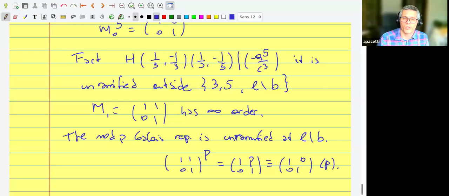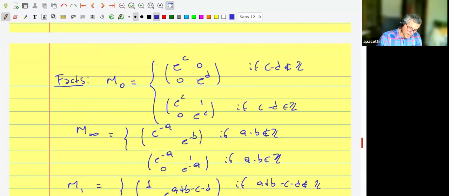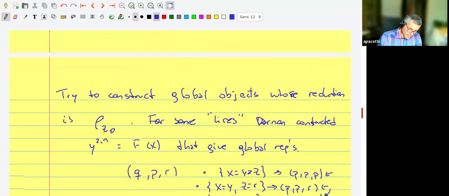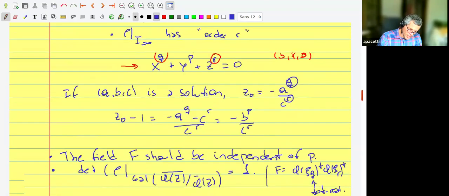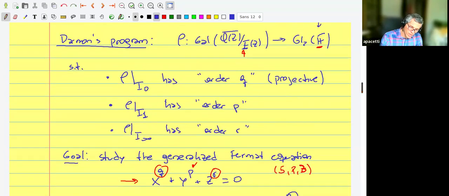I mean, believe it or not, this stupid computation is somehow the reason why you can construct a global representation. Ideally, you would like to get something which is of order, as Darmon was studying, P, Q, and R. You would like to have a matrix of order P, Q, and R, but you cannot do that. So what you do is globally, you replace the P by a matrix of infinite order. And the point is that the matrix of infinite order is going to be a matrix such that when you raise it to the Pth power and you reduce modulo P, it's going to become also the identity.